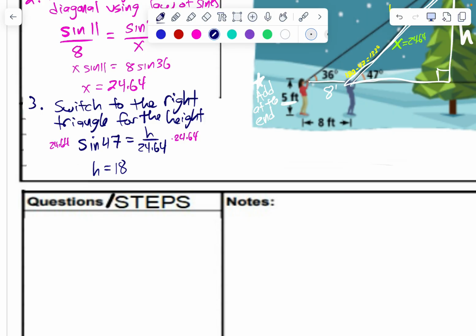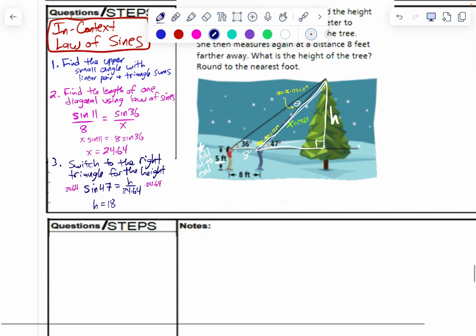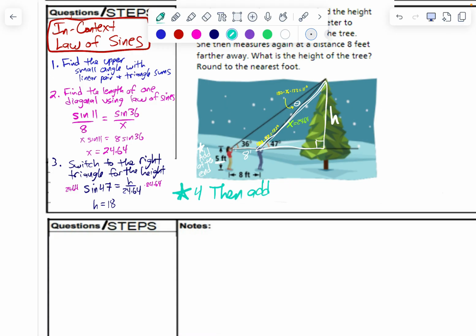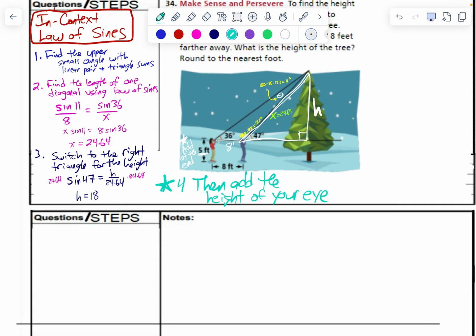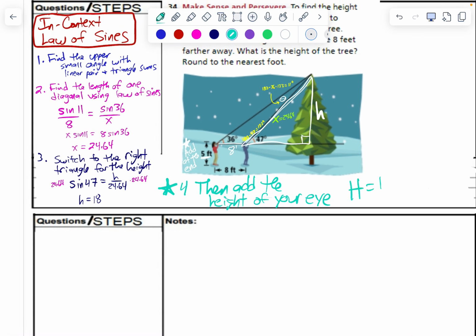Are we done? Okay. Why not? Yeah, good. So I guess step 4: then add the height of your eye. So our overall height is 18 plus 5, which is 23 feet.